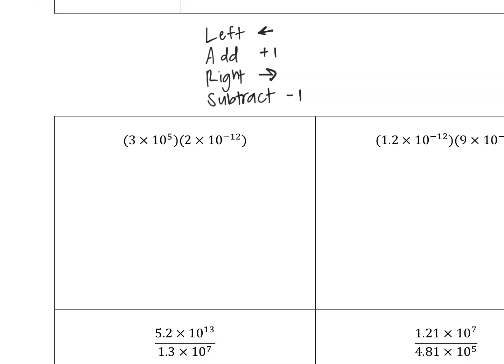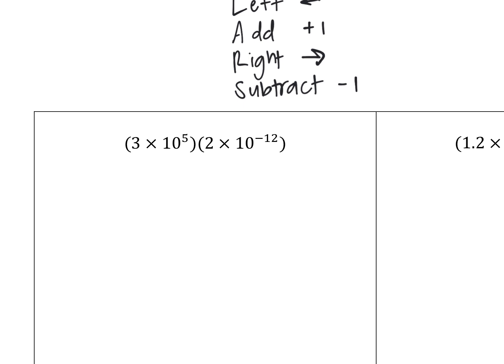First one, I've got 3 times 10 to the 5th power and 2 times 10 to the negative 12th power. So we're going to split this up and we're going to look at just that base in front. So the 3 and the 2, I'm going to multiply those together outside. So I've got 3 times 2 here, and 3 times 2 we know is going to give us 6. Okay, now let's look at my 10 to the power of 5, 10 to the power of negative 12. And we're going to multiply those together.